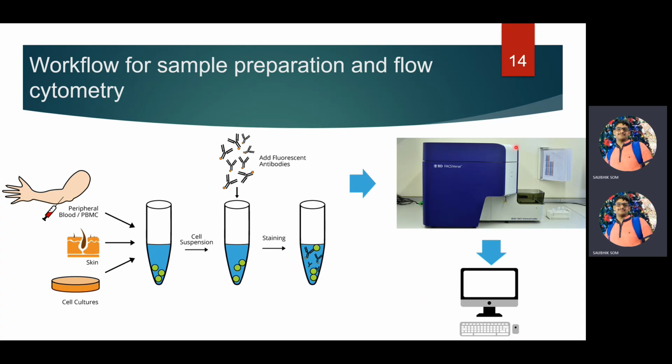Now after staining, we put this into the FACS machine. We put the sample here, and in the FACS machine it is analyzed, and we calculate the forward scatter and the side scatter.